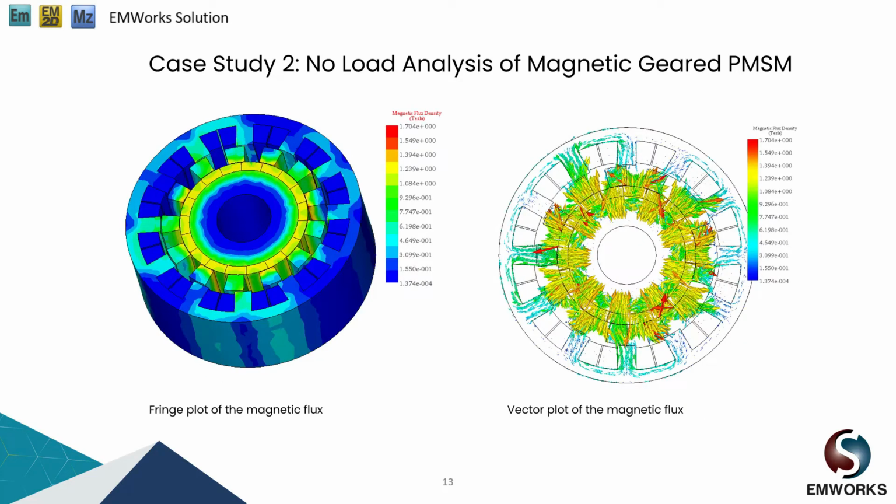After running 3D analysis using EMS, whether static analysis or transient analysis, you can obtain the flux density results. This is a fringe plot of the magnetic flux, while you can see at the right side a vector plot of the magnetic flux. Several post-processing options are available using EMS and EMWorks 2D as well. You can use fringe, vector, streamlines, and so on, and maybe 2D plots. So you can visualize your results using any post-processing option.